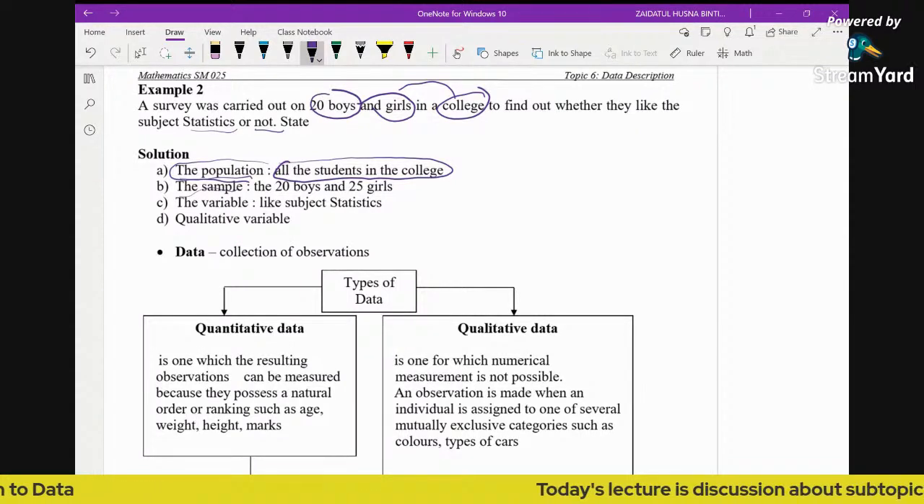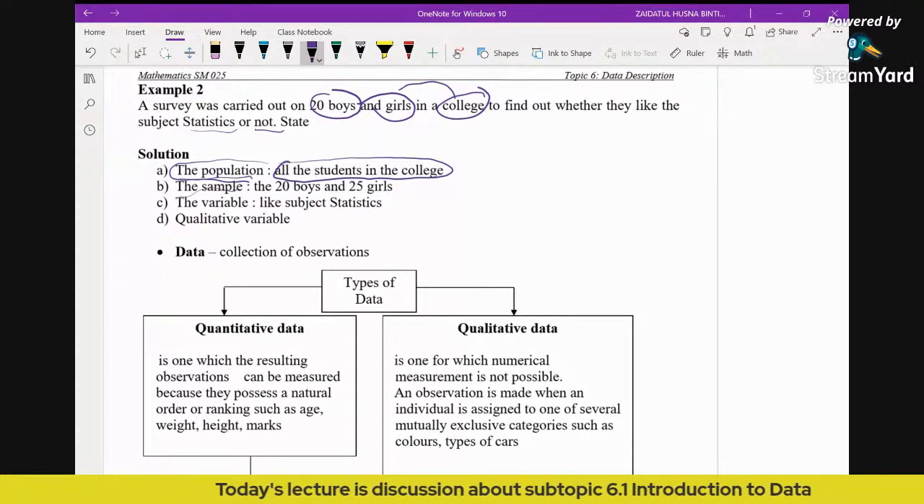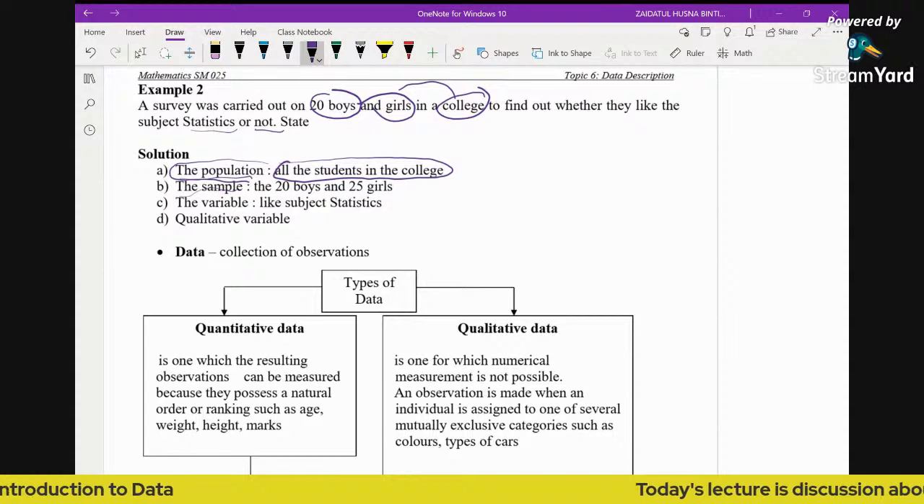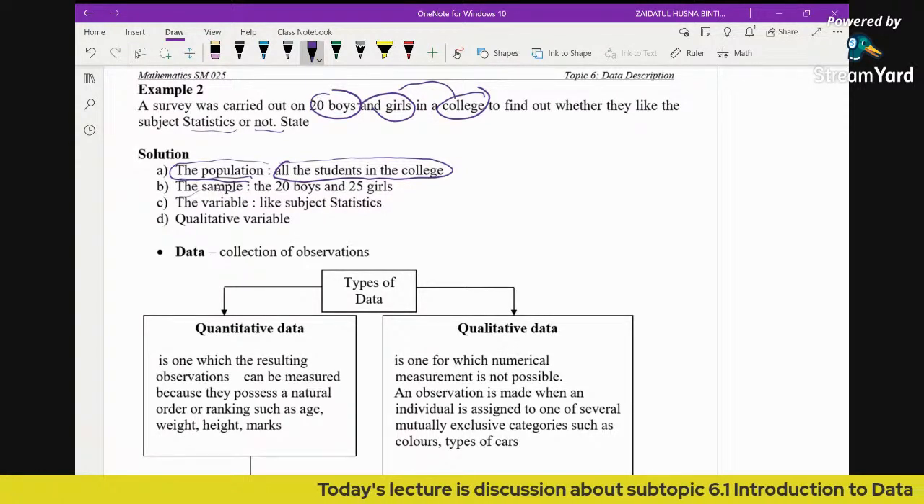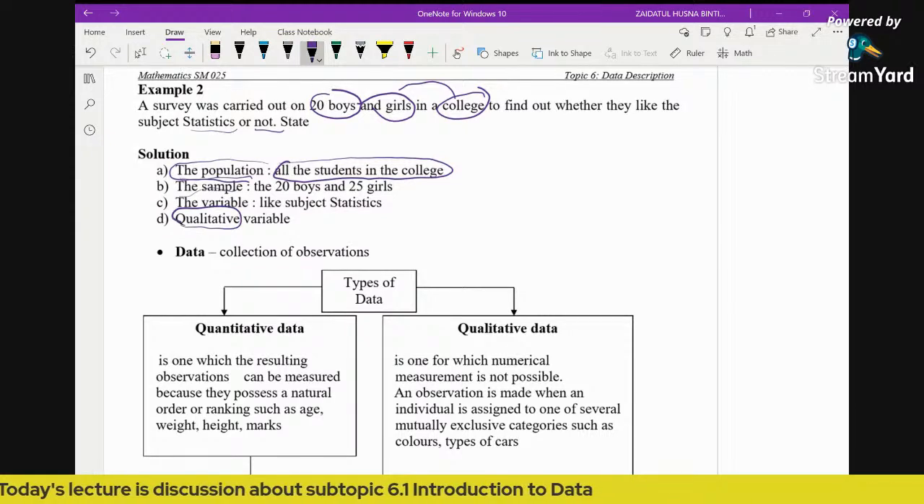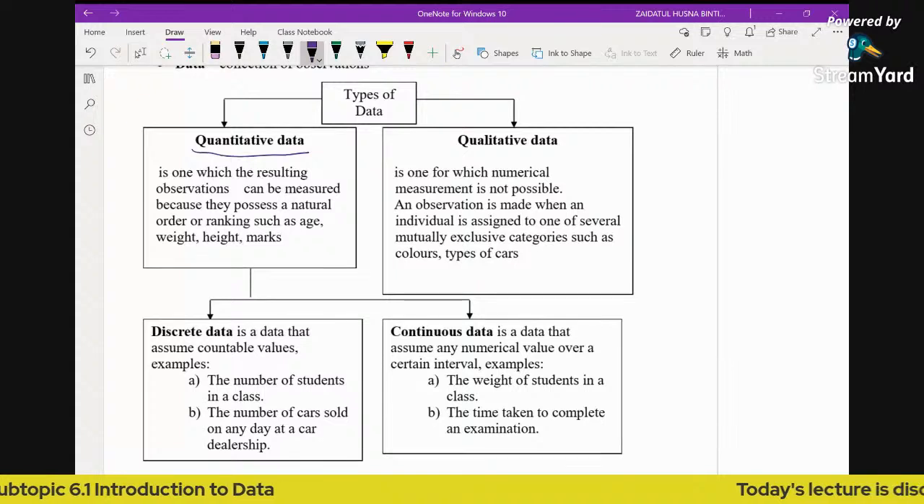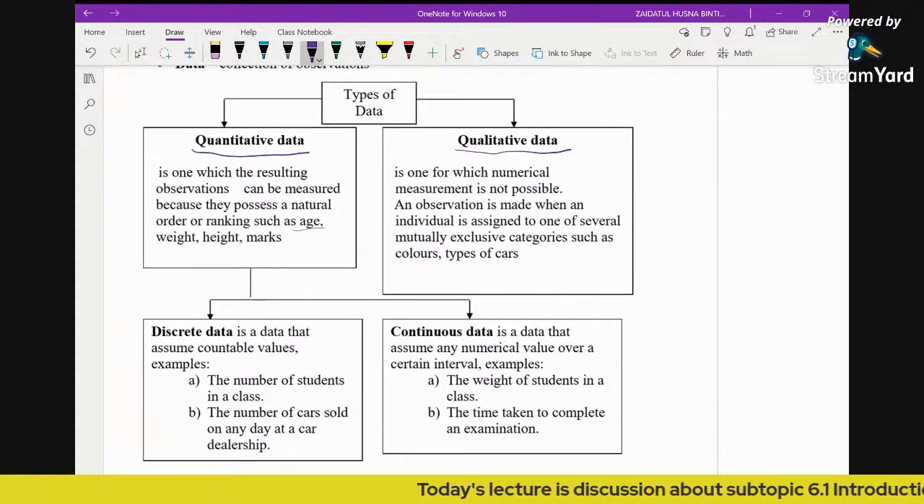And then the variable. The variable is whether they like the subject or not, and it's qualitative, because like and don't like is something that we can't really measure. It's just a type. I mean, you like or you don't like. So we don't have numbers to represent the data, and we say that it is a qualitative variable. Again, you can see the diagram here. We do have two types: one is quantitative and one is qualitative data. You can see the examples here: age, weight, height, marks.